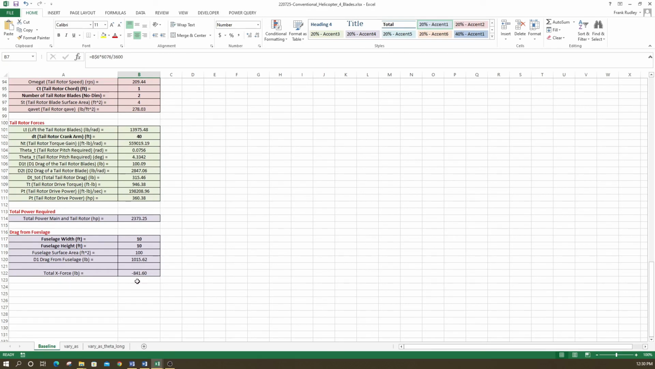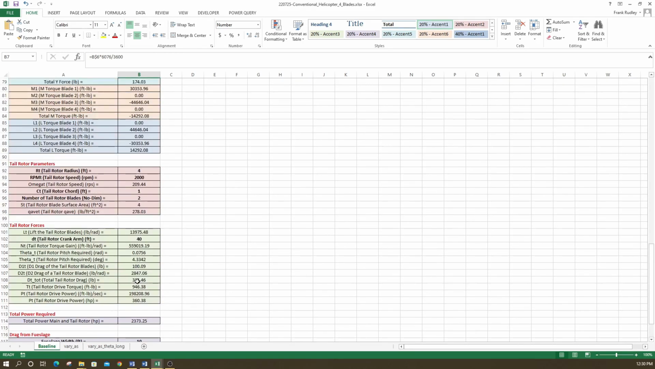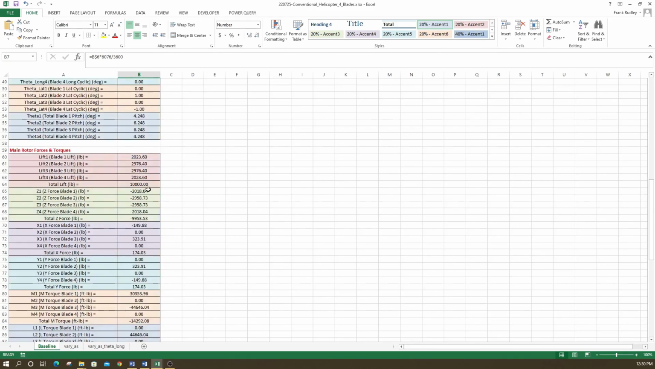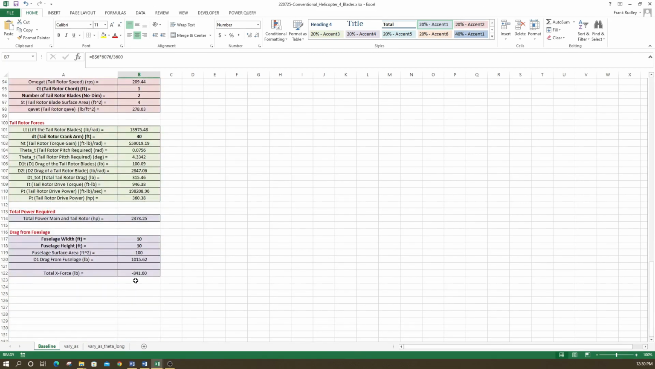My drag force is actually the other way. I have 1 degree of longitudinal cyclic pitch in here, so I could change this to change the X force. I'm actually going backwards here. I'm generating a backwards force. I'm not able to overcome the drag. So I want this X force to be greater than 1,015.